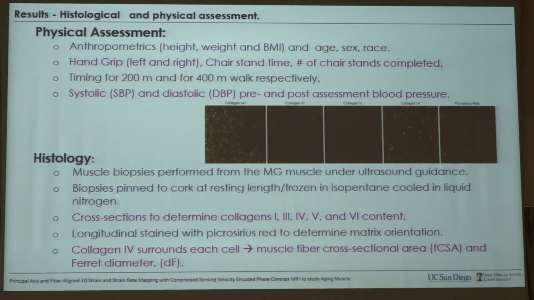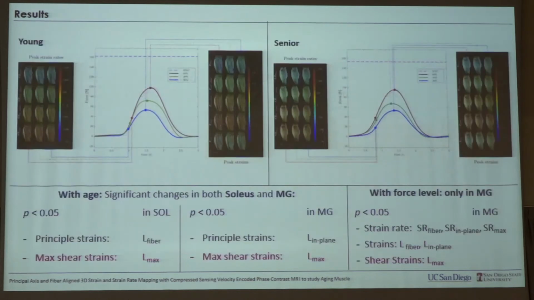We also did a histology. This was done by one of our colleagues at the University of California at Davis. He quantified the amount of different types of collagen: 1, 3, 4, 5, and 6. All right, so please remember all those things that we had done.